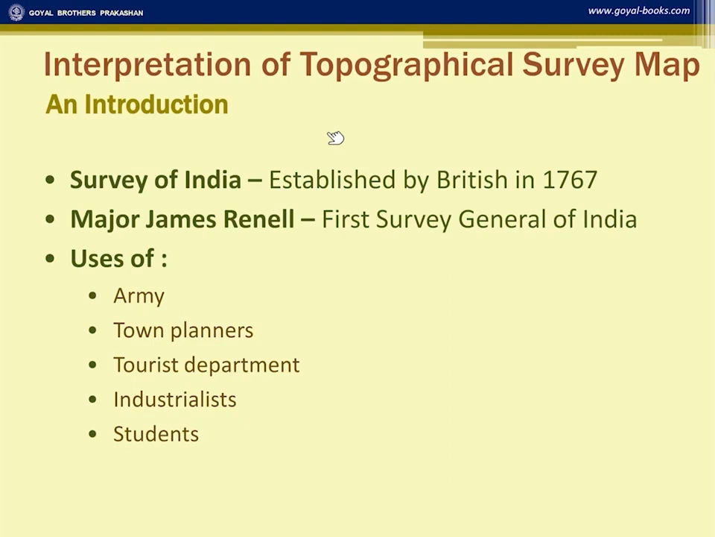Topographical survey sheets are also used by geographers and students because all the research projects of the areas are based on the topographical survey. Students study the topographical sheets because this topic is a compulsory subject in their board paper. It carries 20 marks.